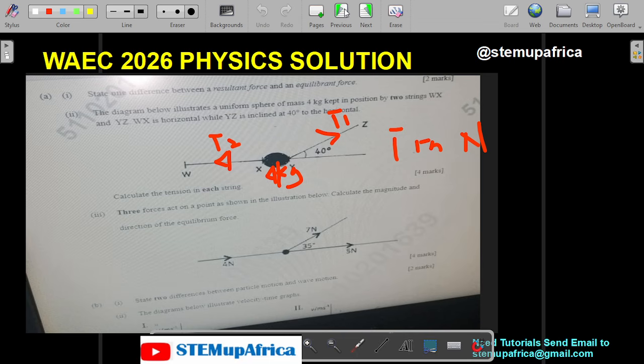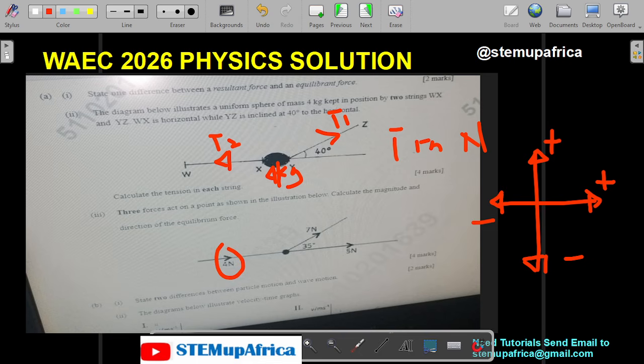Now, to find it, you need to follow the direction of the force by using our sign convention. If the arrow is acting upward, it's positive. If the arrow is acting to the right hand side, it's positive. Acting downward is negative. Acting to the left hand side is negative. So if you look at this arrow, it's acting to the right.